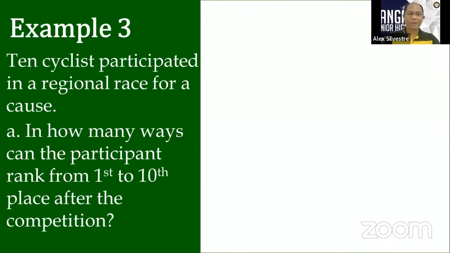Now, next, example number 3 natin. Okay, so tingnan natin dito sa example number 3. Based on the given problem, 10 cyclists participated in a regional race for a cause. Letter A. In how many ways can the participant rank from 1st to 10th place after the competition? Okay? So ano kaya ang magiging kasagutan natin dito sa problem na ito?